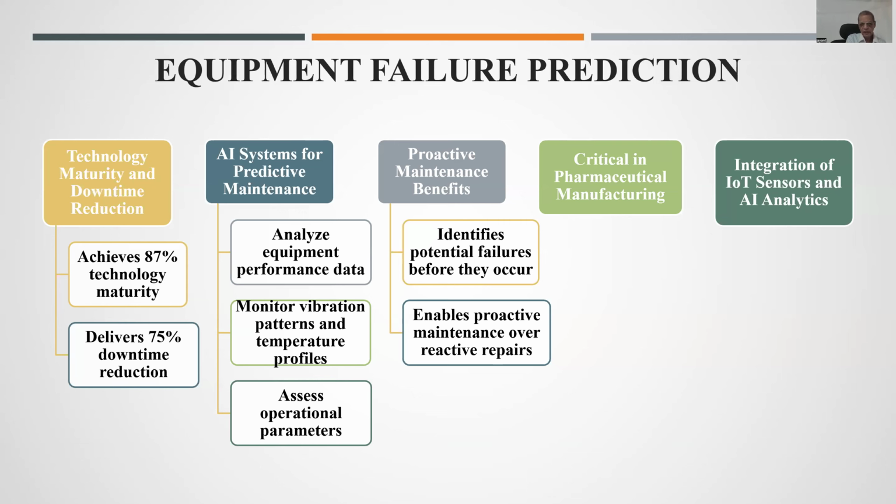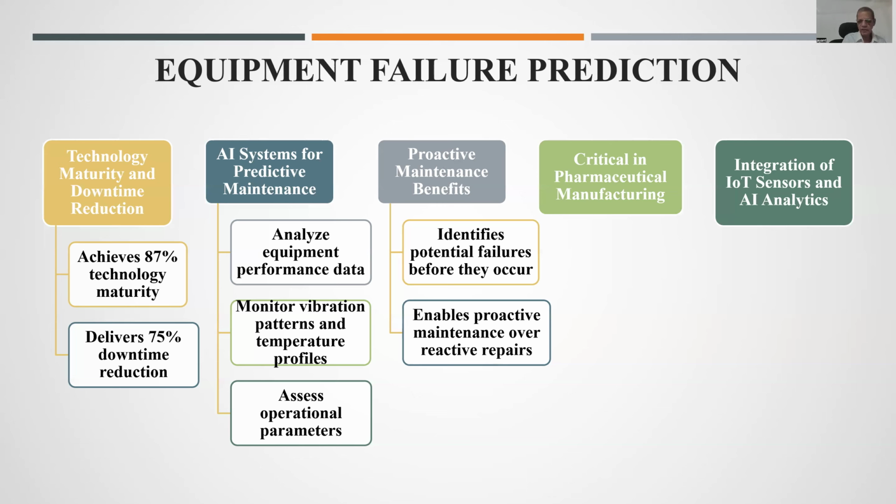Predictive maintenance is another area, where analyzing the equipment performance data, it could be temperature, pressure, vibration, all those factors, are monitored. Monitoring these vibration patterns can really help in improving asset utilization and monitoring the operational parameters. So proactive maintenance can really help in reducing the failures, and this is where your equipment utilization will go up.